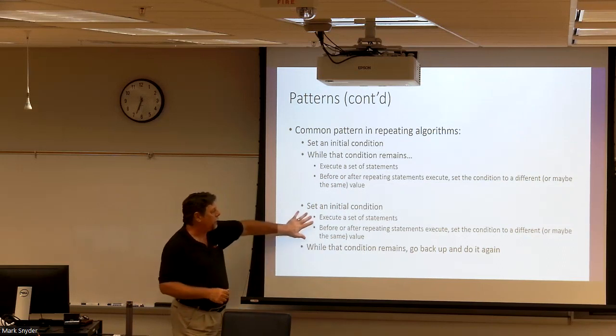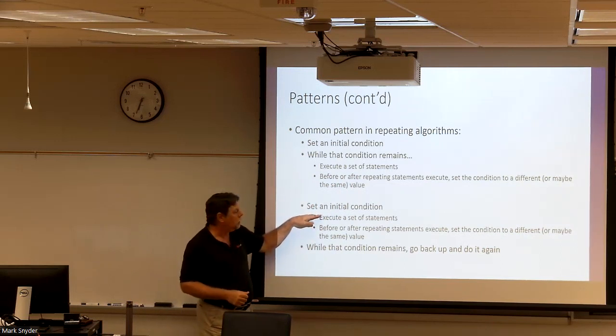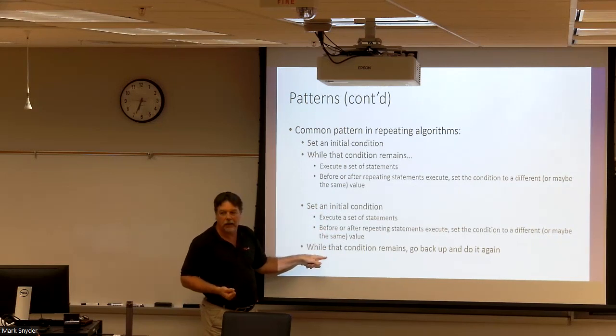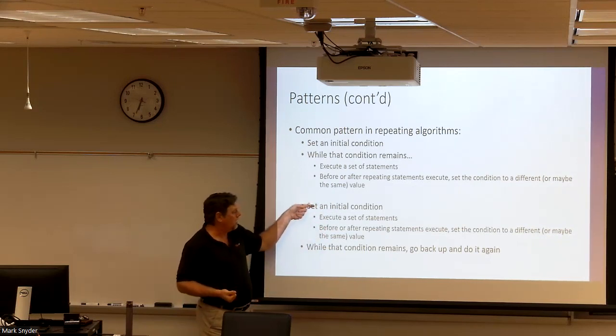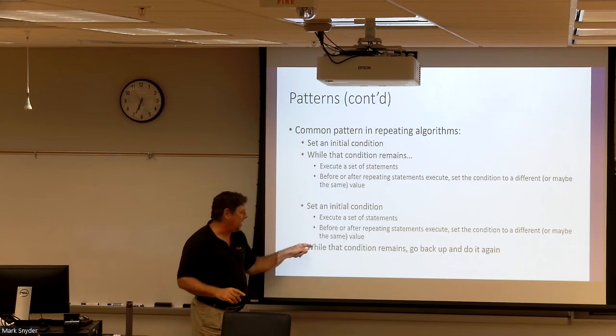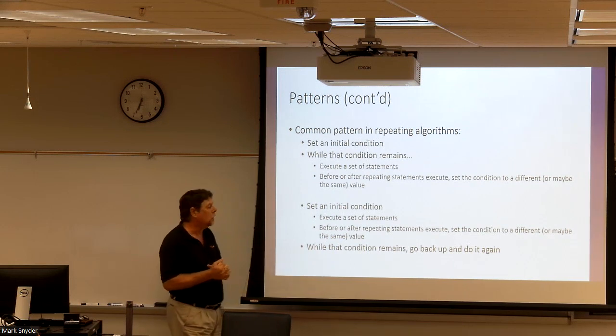Yeah, and same with the other form. You set an initial condition, then you'll start looping, execute your statements, and then you'll change your condition. But realize on this one, we haven't even checked the condition yet. So you could execute the statements once, change the condition to false, and it just keeps going. It never does jump back up and execute these things again, because that's what the post test does, right?